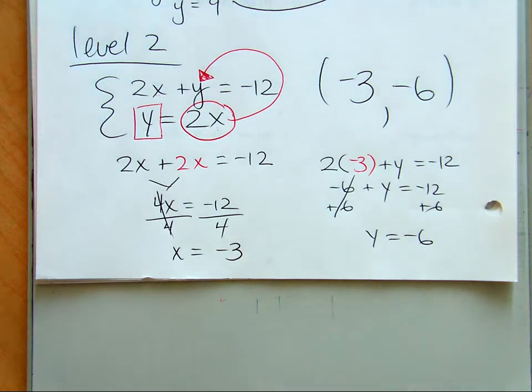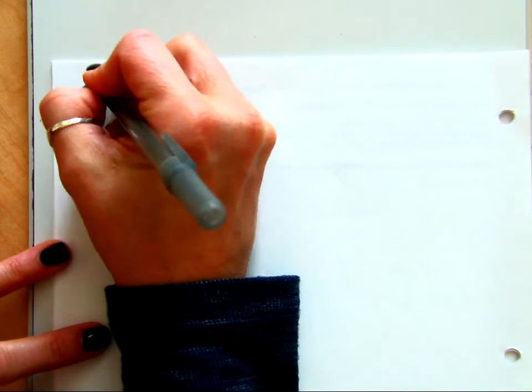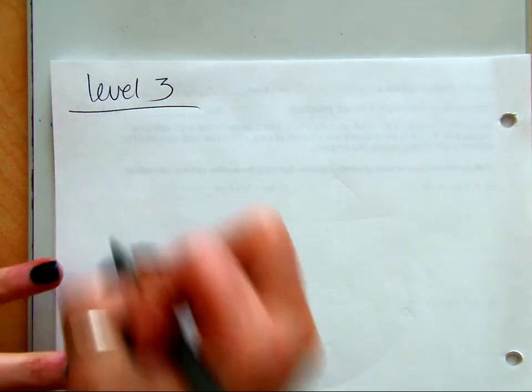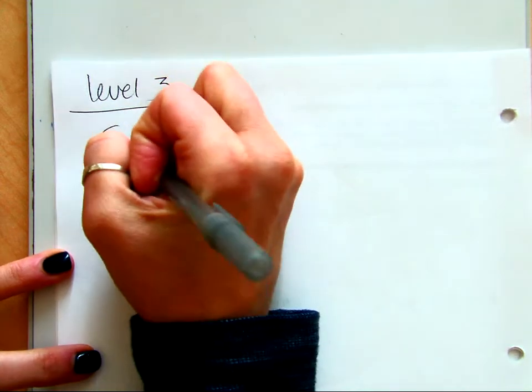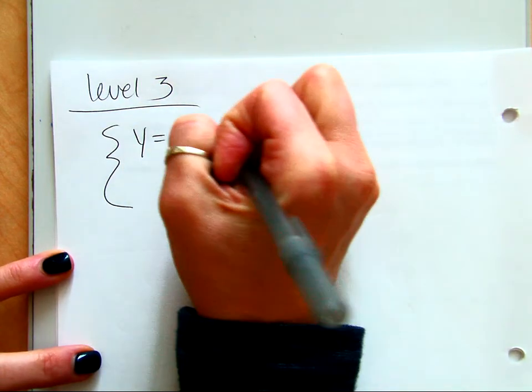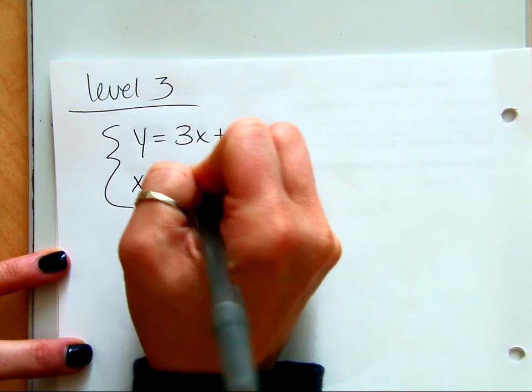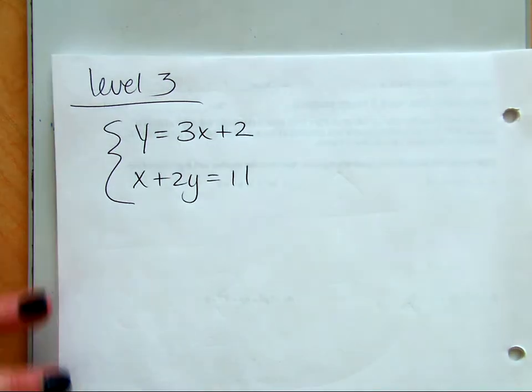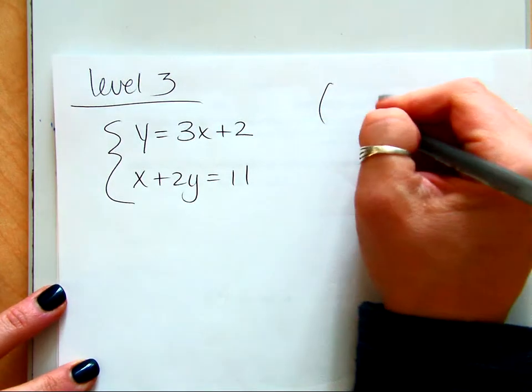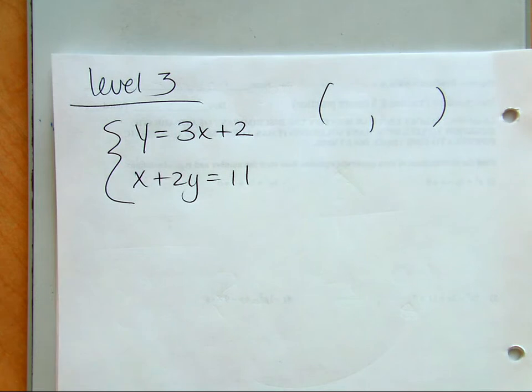All right, so we beat level 1, we beat level 2. They're starting to get a little bit trickier, right? Let's move on to a level 3 then. And you're going to know right away why it's a level 3. y equals 3x plus 2 and x plus 2y equals 11. So if it's an x coordinate and a y coordinate I'm looking for, number 1, I'm not given either.